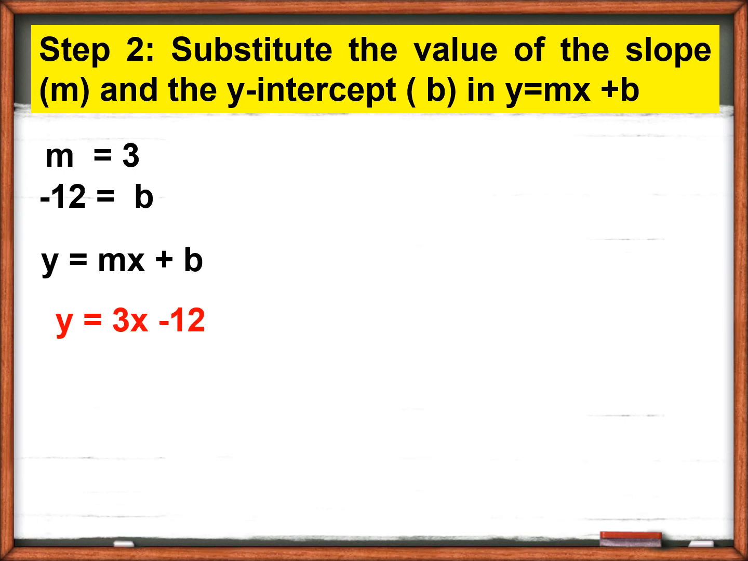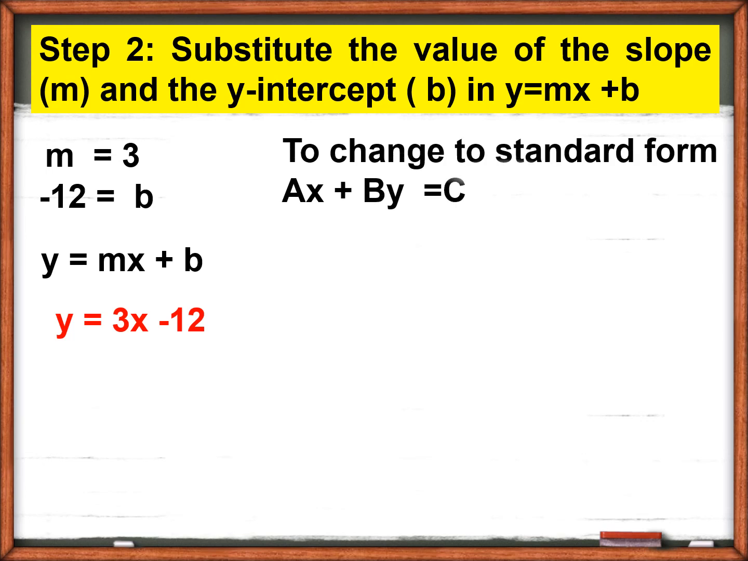But our equation of the line can also be written in standard form. To change to the standard form ax plus by equals c, we will just go back to our equation of the line, y equals 3x minus 12. So to change this equation to standard form, we will transpose 3x on the left side, and the result is negative 3x plus y equals negative 12.